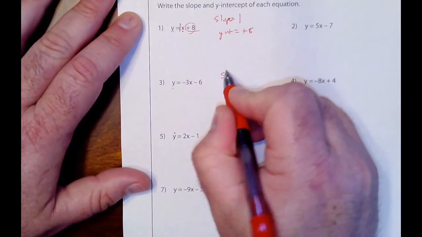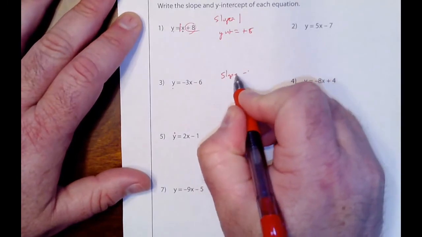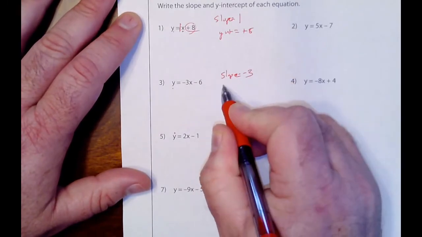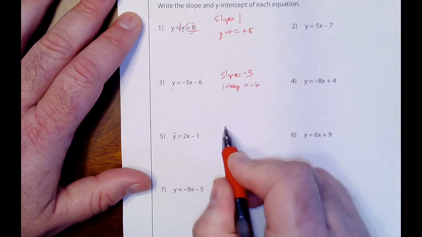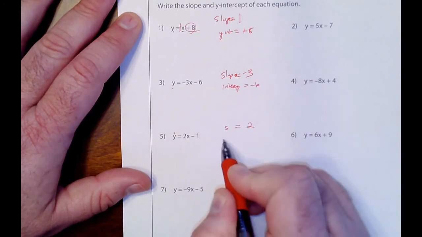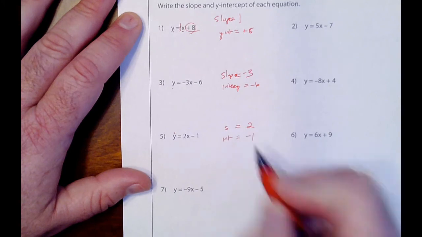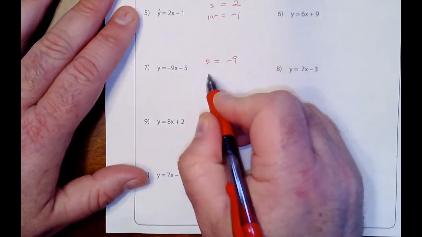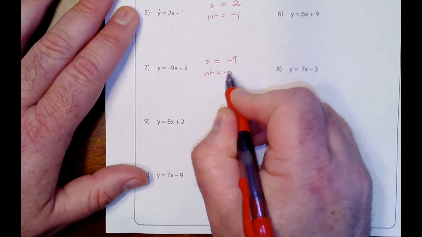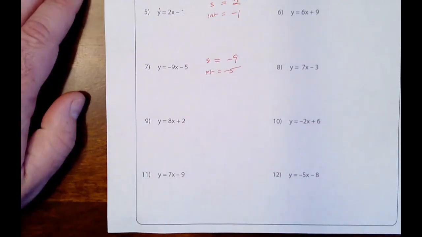Here, my slope is negative 3. My intercept is negative 6. Slope is 2. Intercept, negative 1. Slope, negative 9. Intercept, negative 5, and so on. I'm sure you can do the rest of the page without me explaining that.